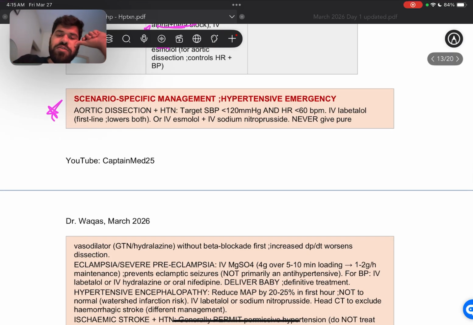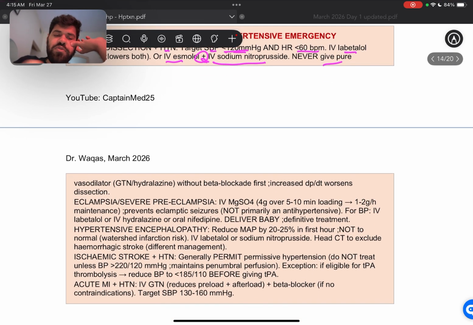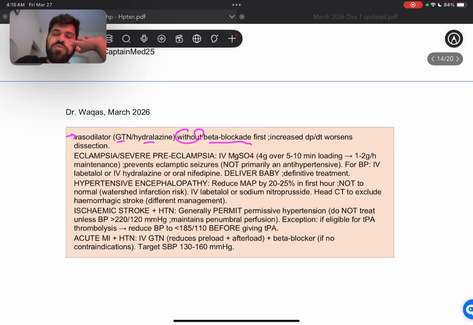All right, for aortic dissection plus hypertension, target SBP is going to be less than 120 mmHg, heart rate is going to be less than 60 beats per minute. We give IV labetalol or IV esmolol plus sodium nitroprusside. We don't give them pure vasodilators such as GTN and hydralazine without beta blockade at first, because it's going to worsen the dissection. And for eclampsia or severe preeclampsia, we give magnesium sulfate.